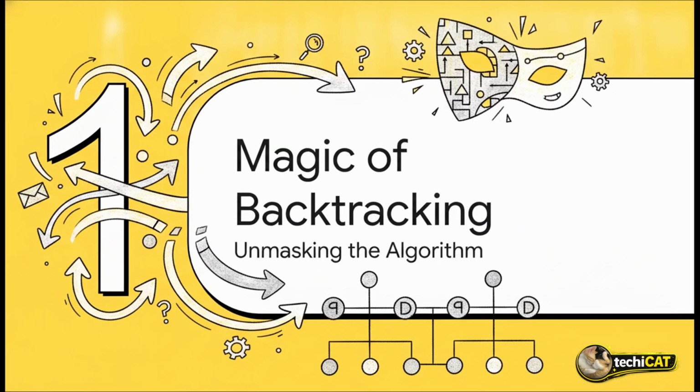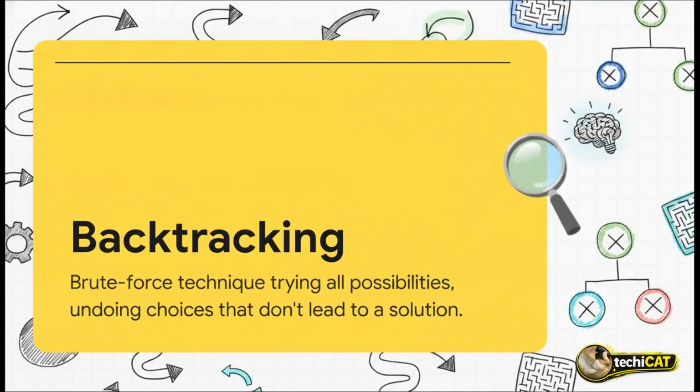All right, let's jump straight into section 1, the magic of backtracking, unmasking the algorithm. Okay, let's really dive into this. So backtracking is essentially a brute force technique. It tries all possibilities and undoes the choices that just don't lead to a solution. At its heart, this is just an exhaustive search. It's brute force, meaning it's perfectly willing to check literally every single possible avenue. But here is the absolute genius part. It's smart enough to reverse its mistakes the very moment it realizes it's on the wrong path.